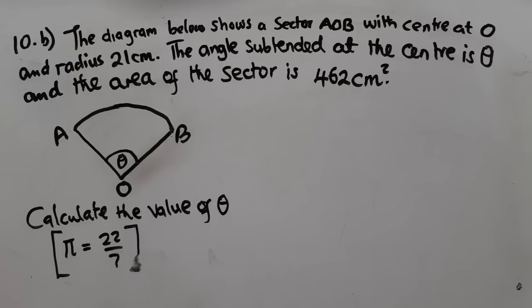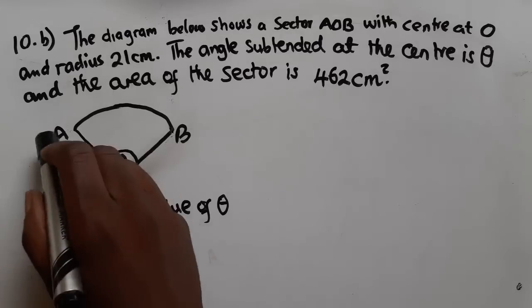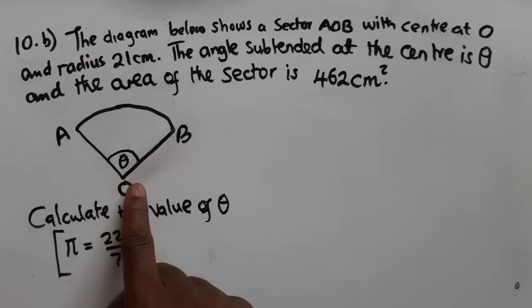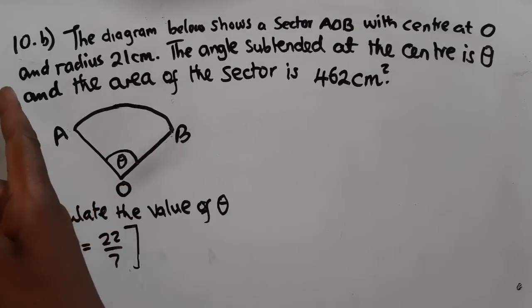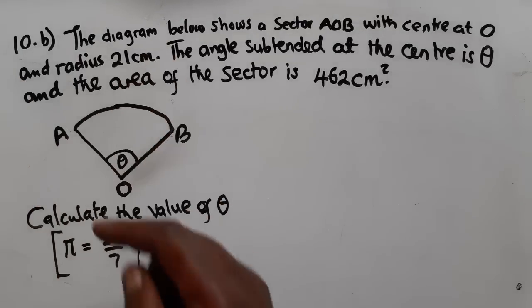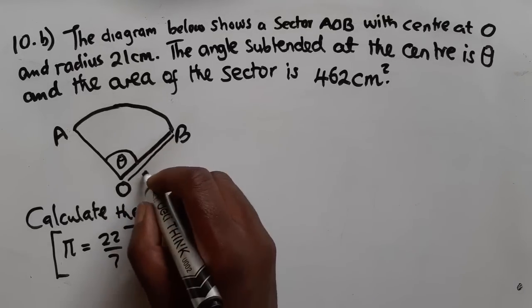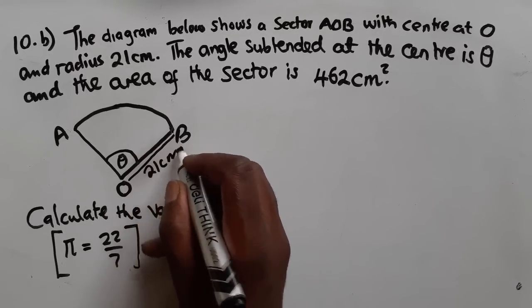So question B is on mensuration. Very simple question. The diagram below shows a sector AOB with the center at O. Okay, this is the sector of a circle. And this radius, from this point up to this one, is 21 centimeters.